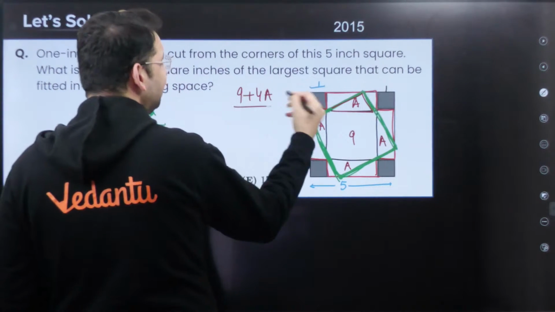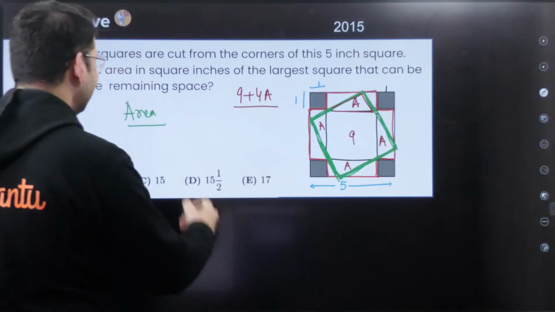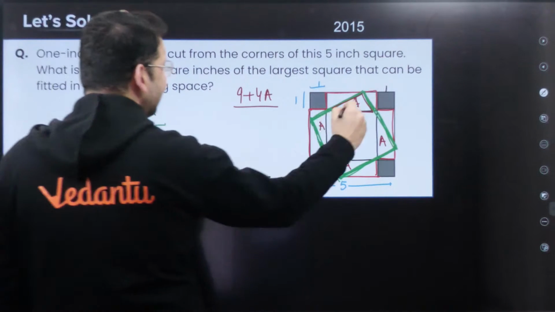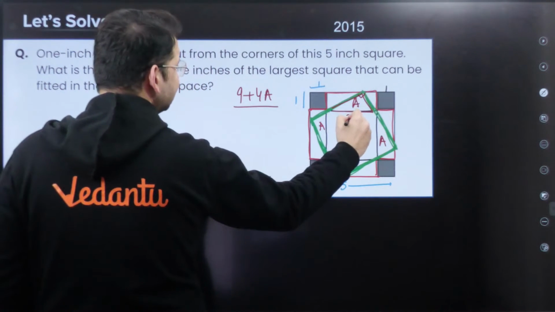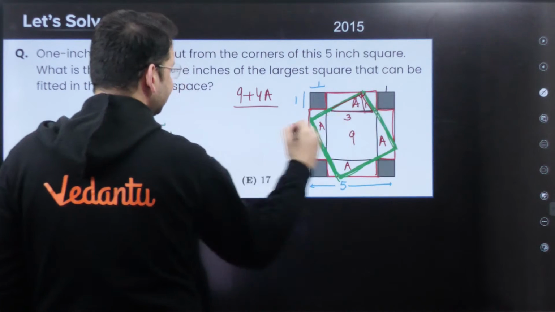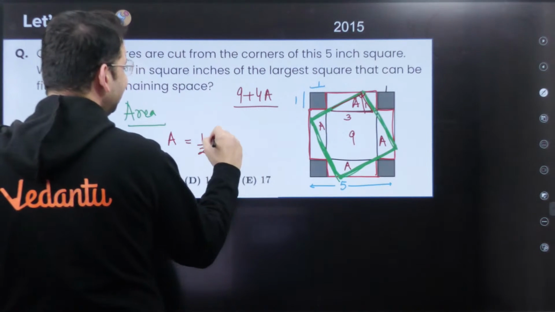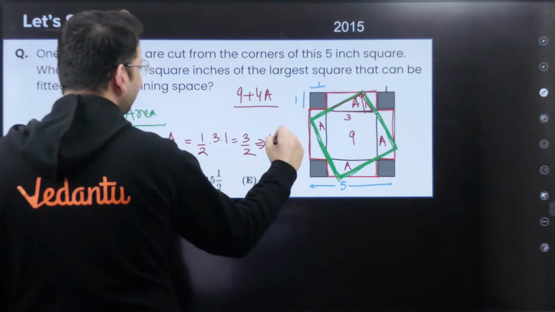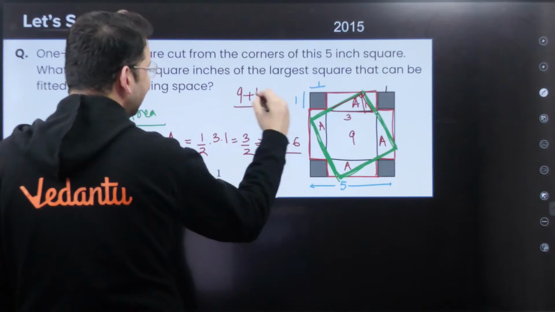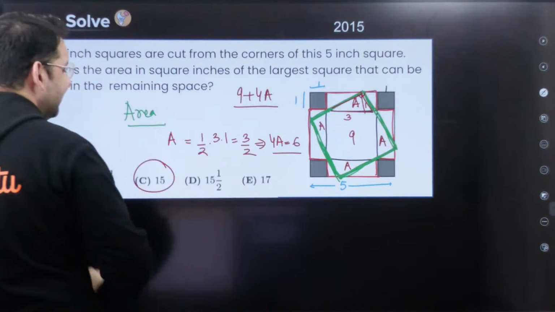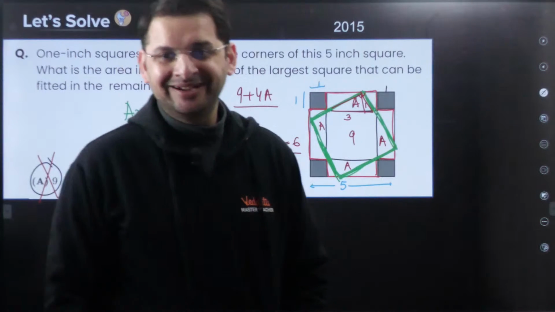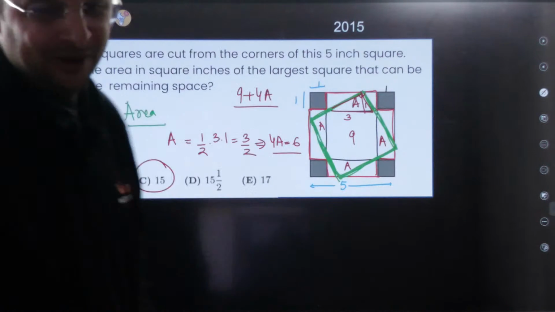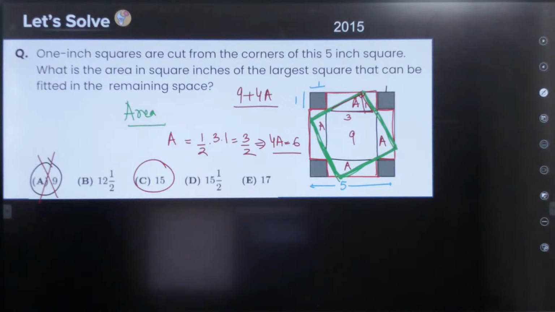So A is what we need to figure out, and it is very easy to identify A. A देखो, A is the right angle triangle because this is a square. This is 3 and vertical height is 1. So can I say A is half into 3 into 1, that is 3 by 2. So 4A is going to be 6 and 9 plus 6 is going to be 15. C, 15 is going to be the correct answer to this. और हान सिद्दीकी बहुत बढ़िया, very well done बच्चे.